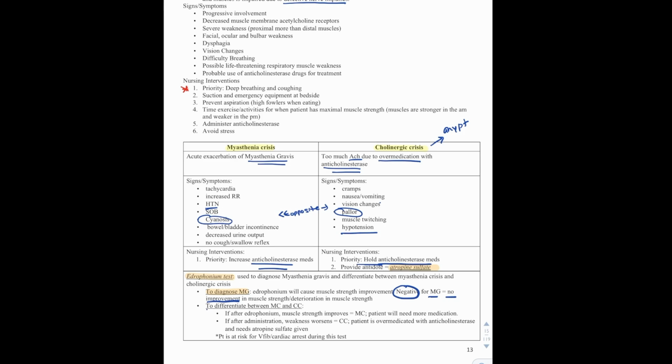So if we're going to differentiate between myasthenia crisis and cholinergic crisis, if after the Endrophonium muscle weakness improves, then it's myasthenia crisis. The patient will need more medication, again, because our priority is to increase those meds. If after administration weakness worsens, then it is a cholinergic crisis. The patient is over-medicated with the anticholinesterase meds and needs atropine sulfate. So that's how we can differentiate. The patient is at risk for VFib and cardiac arrest during this test. So keep that in mind.